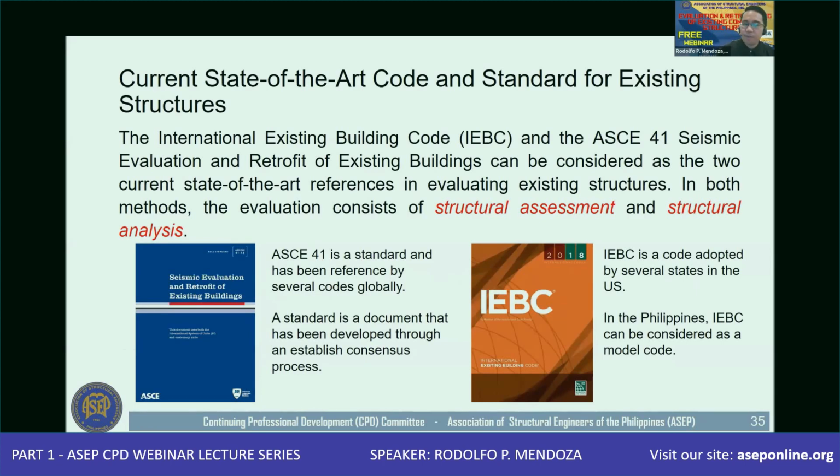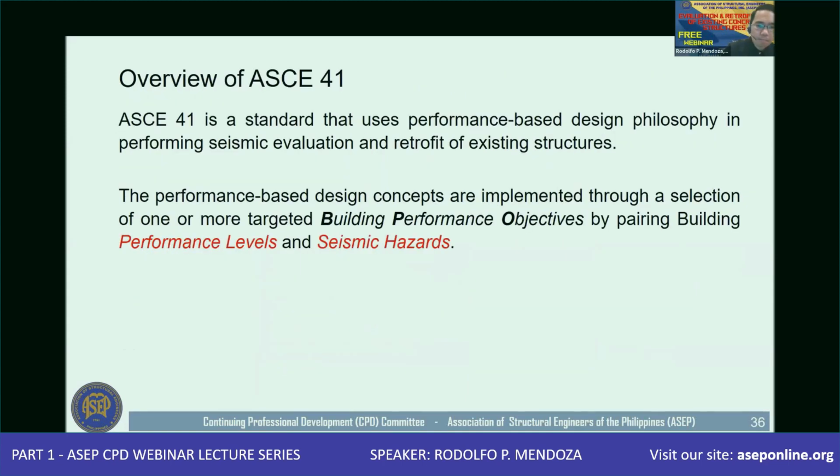In both methods, the evaluation consists of structural assessment and structural analysis. ASCE 41 is a standard, while IEBC is a model code that has already been adopted in the US. Now, I would like to start by providing some overview of ASCE 41. What is ASCE 41? I'm sure from the several conferences and lectures that we have, we always hear about this ASCE 41 standard.